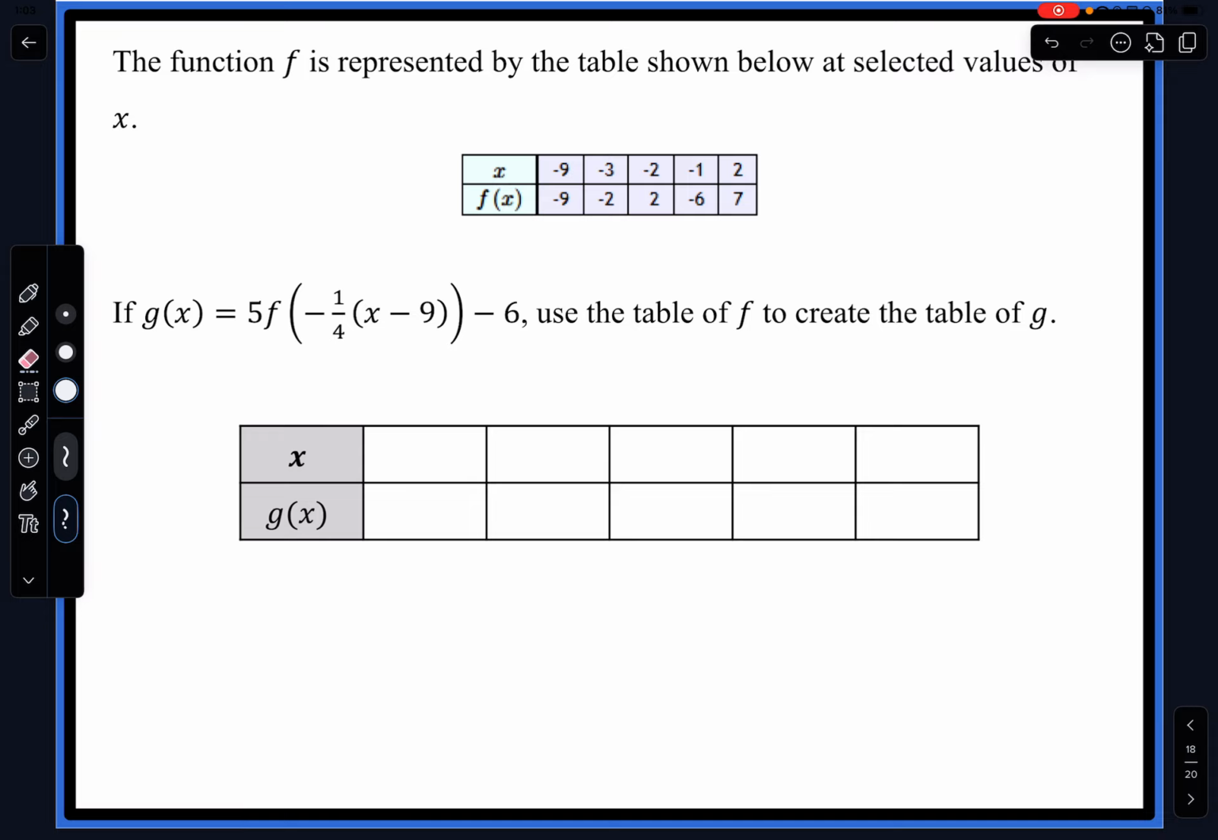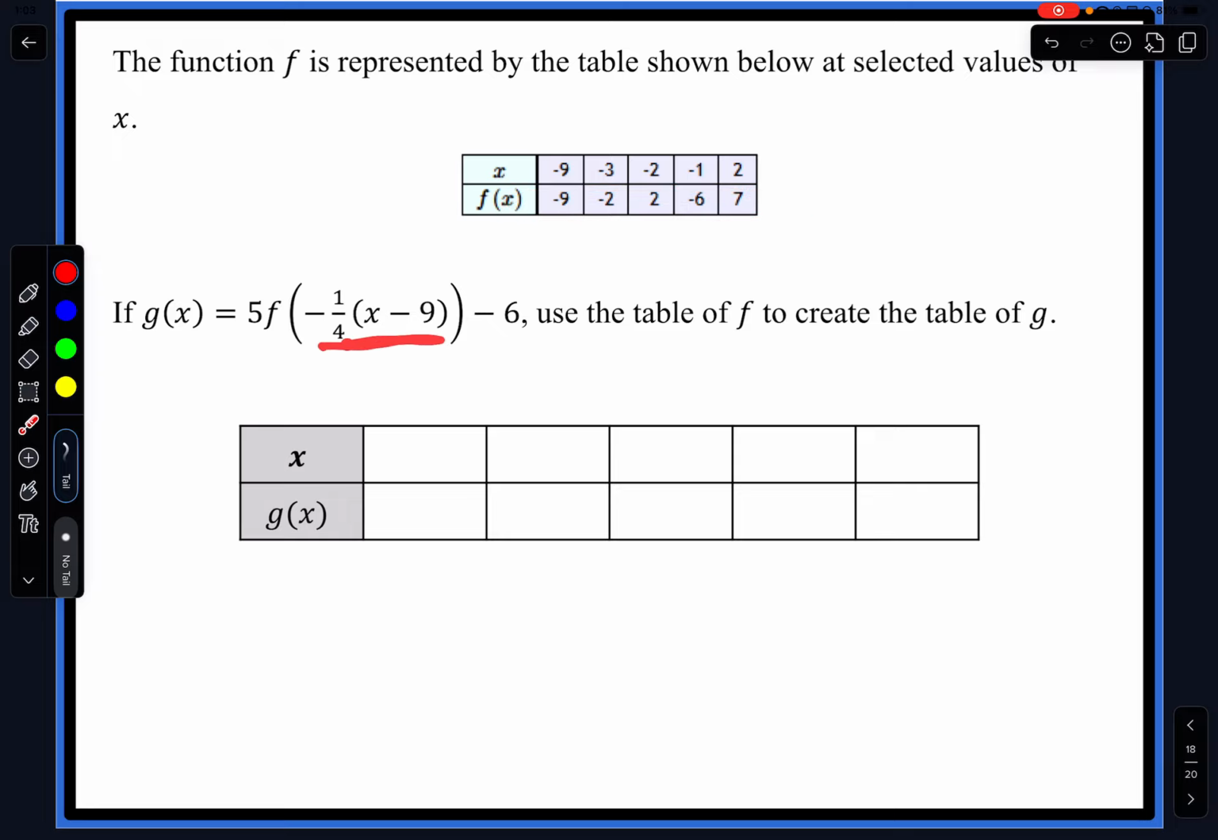So let's talk about the outside operations. The outside operation of multiplying by 5 is going to result in a vertical dilation. This is going to make the points 5 times farther away from each other than they normally are. And then the minus 6 is simply going to shift the entire graph vertically 6 units downwards. Because these are vertical transformations, they are affecting the y coordinates.